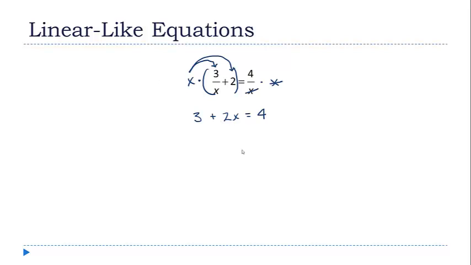So now I can solve this just using our techniques for solving linear equations. I can subtract 3 from both sides, and that gives me 2x equals 1. And then I can divide both sides by 2, and I get x equals 1/2. So there's the solution to our original nonlinear equation.